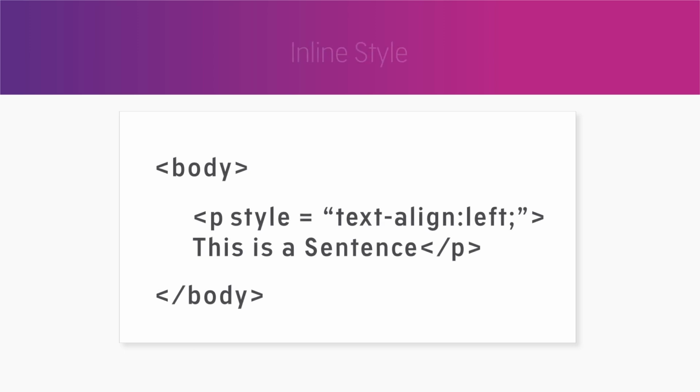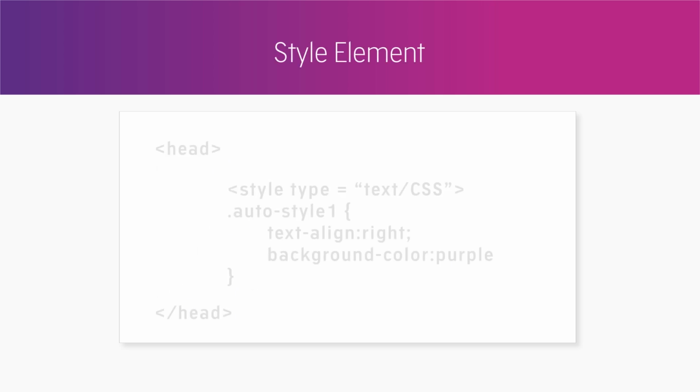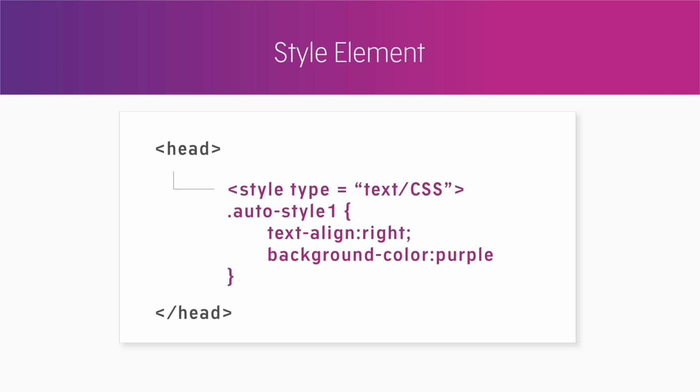There are 4 ways to include CSS in HTML. The first is to use an inline style, where we apply it directly to individual elements with the style attribute. The second is to use the style element. This element should appear as a child of the head element on your page. This controls the style of multiple elements in the HTML document.